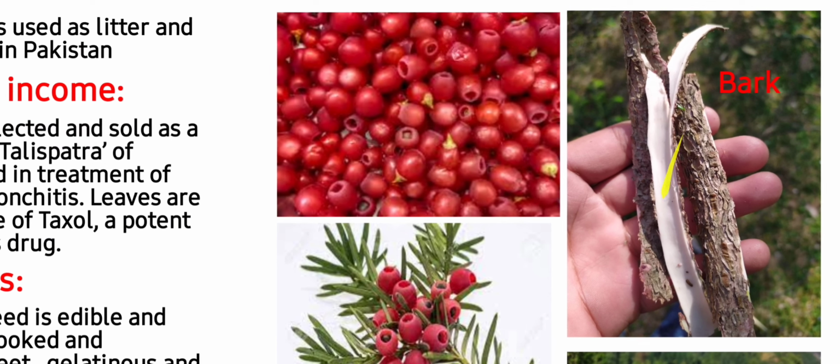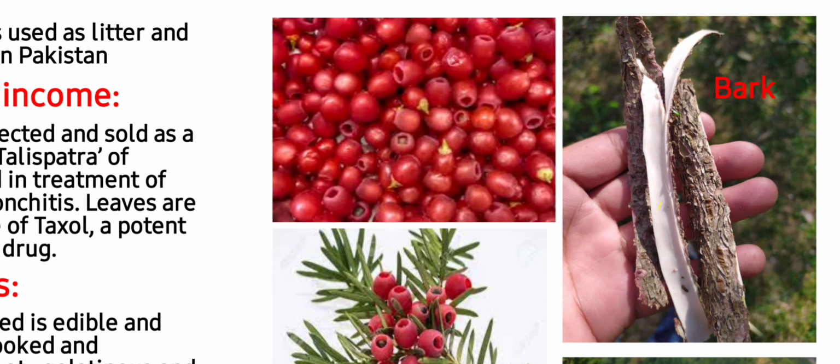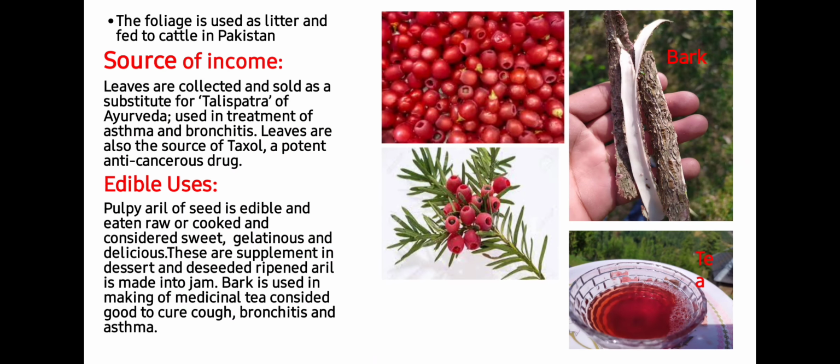Students, in the first image you can see ripened arils, which are quite similar to the fruits of the angiosperms. In the second image you can see bark is collected to make tea.